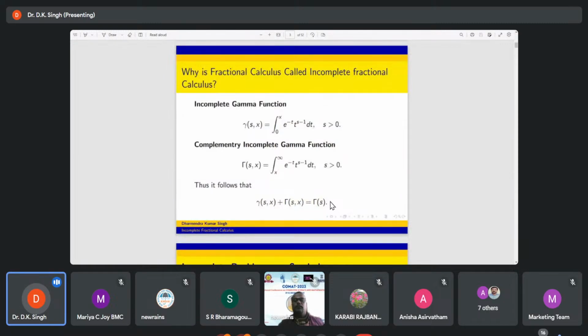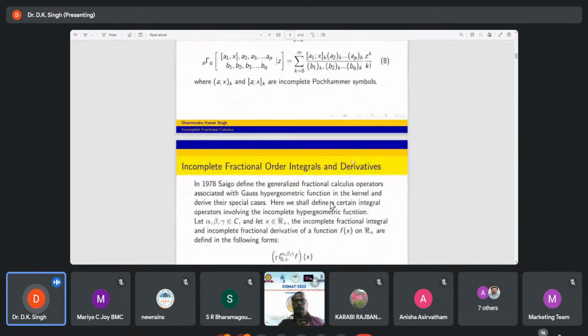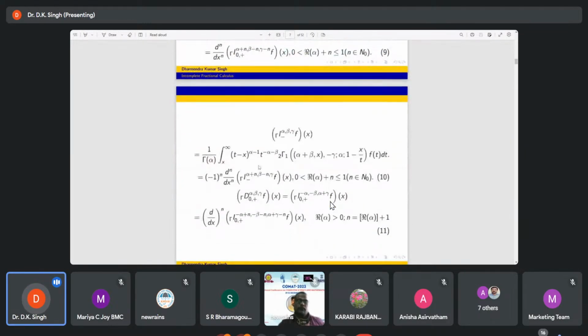Again, because we have two limits of integration, 0 to x, we are using the I 0 plus notation, and for the other limit of integration, x to infinity, we are using the I minus notation. Because we are using the limit of integration 0 to x, we use the 0 plus, and because we are using x to infinity, we use the minus notation. So this is the incomplete fractional integral form.